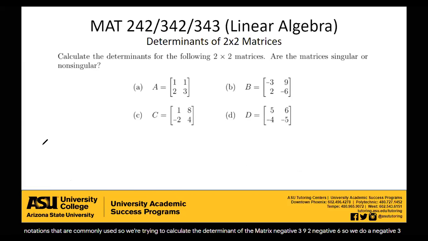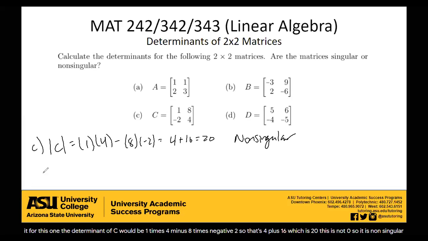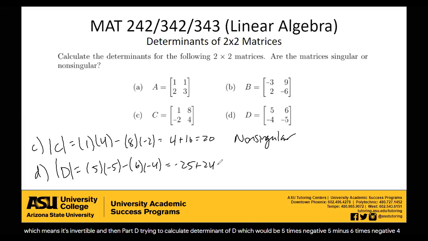Okay. Let's go ahead and calculate it for this one. The determinant of C would be 1 times 4 minus 8 times negative 2. So that's 4 plus 16, which is 20. This is not 0, so it is non-singular, which means it's invertible. And then part D, trying to calculate the determinant of D, which would be 5 times negative 5 minus 6 times negative 4. So we get negative 25 plus 24, which is negative 1. Again, this is non-zero, so it is non-singular. That is how you calculate the determinant of a 2x2 matrix. It's AD minus BC. Know that formula like the back of your hand, all right?